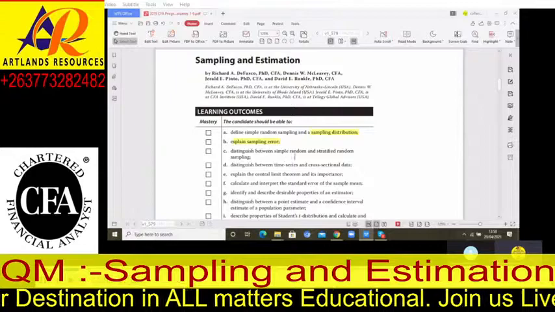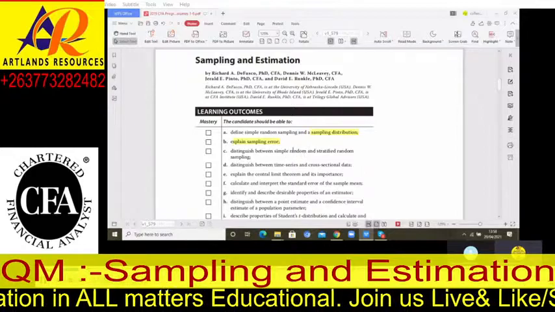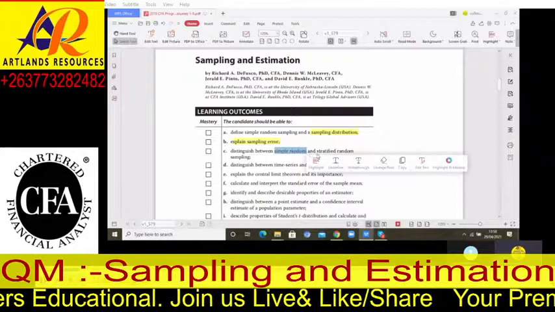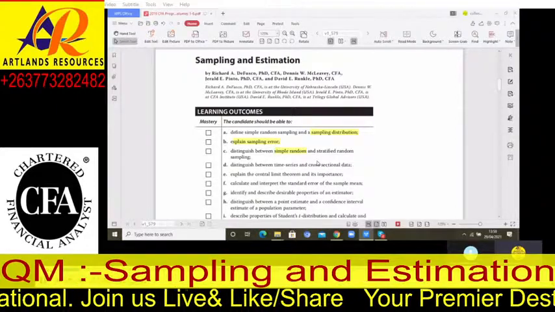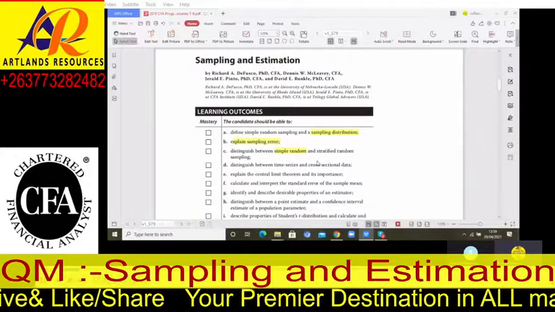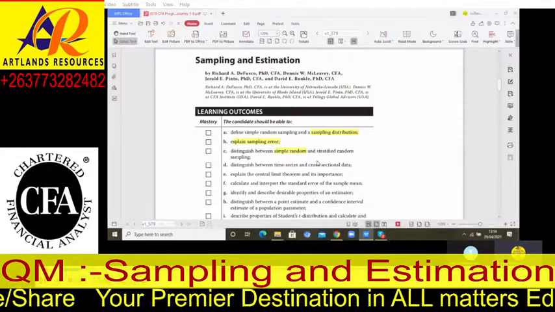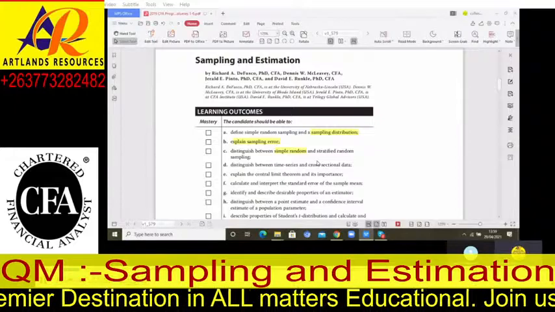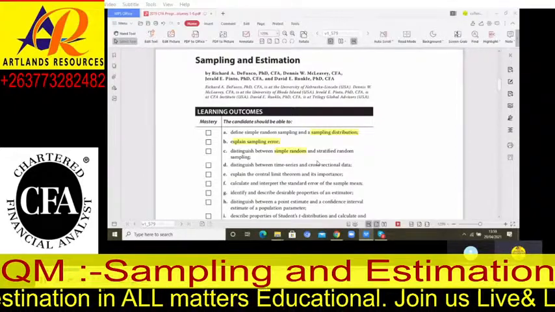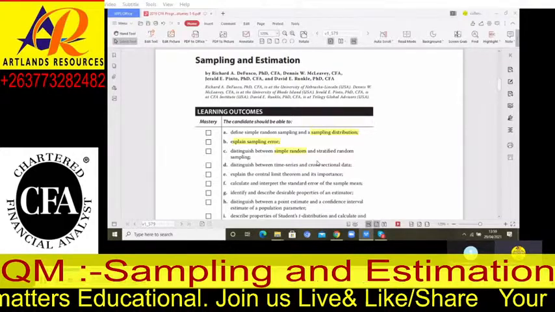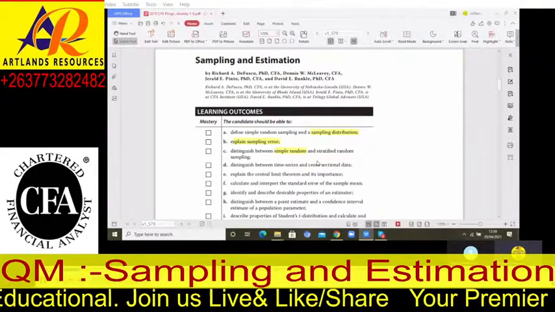Now, distinguish between simple random and stratified sampling. There's simple random sampling, which I have already described above. It's a sampling procedure where each element making up the sample has an equal chance of being chosen. You know, like the way we choose lotto from 42 balls, and they will be shuffling them so that every ball there has an equal chance of being chosen.